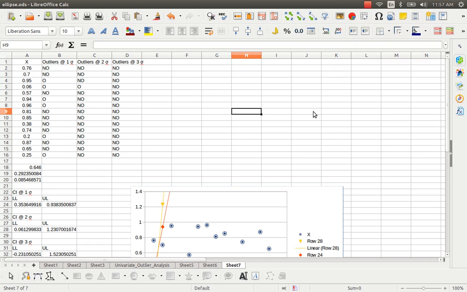Hi, welcome to Social Research Insights, and this is the third part of my video series on outlier analysis in LibreOffice Calc installed in Ubuntu 14.04.